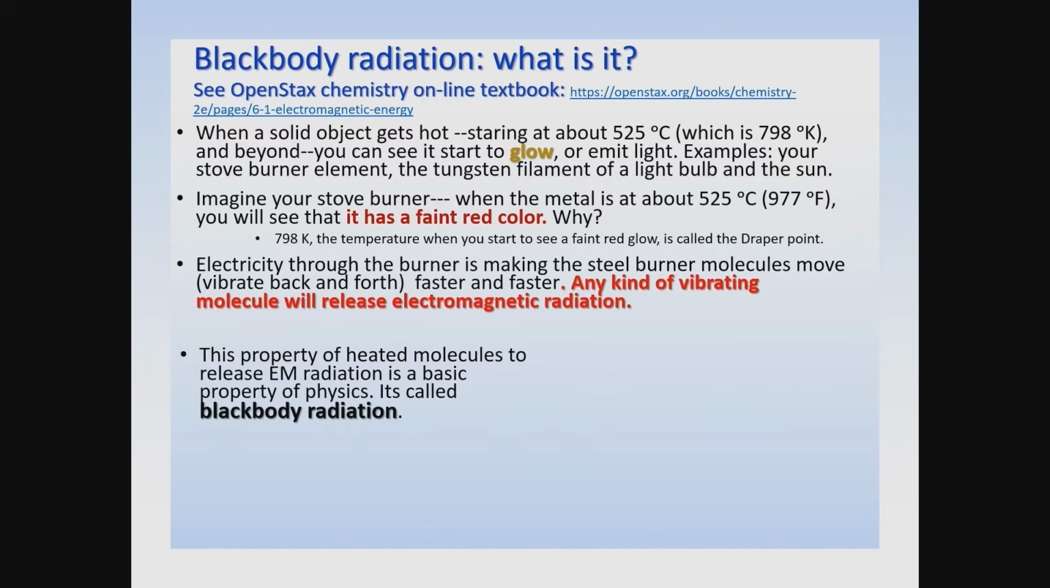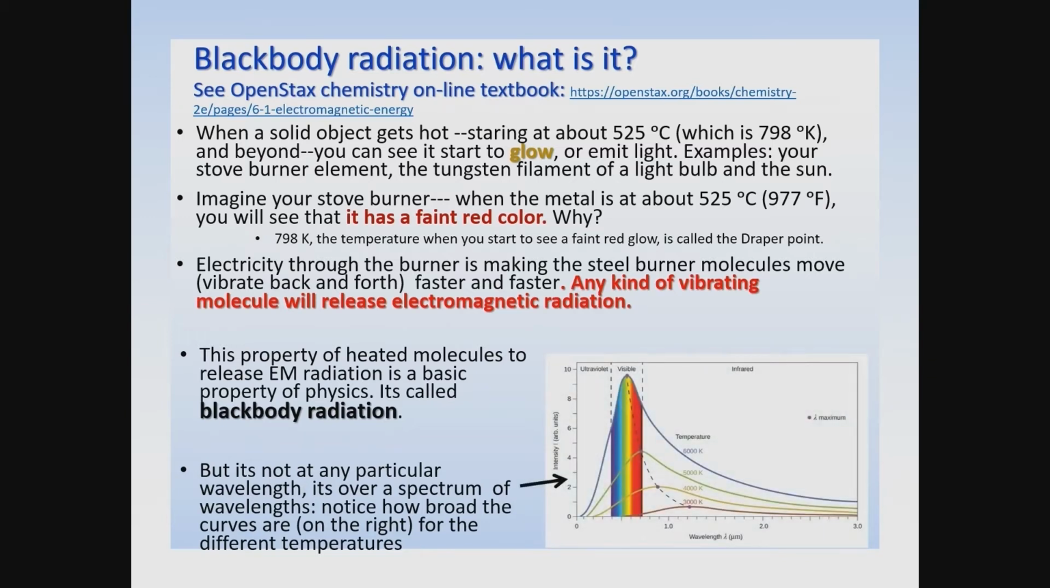And so this is the idea of blackbody radiation, that you can heat things so hot that they're going to be releasing a lot of electromagnetic radiation, not so much in any particular wavelength, but it's going to be a spectrum of waves.